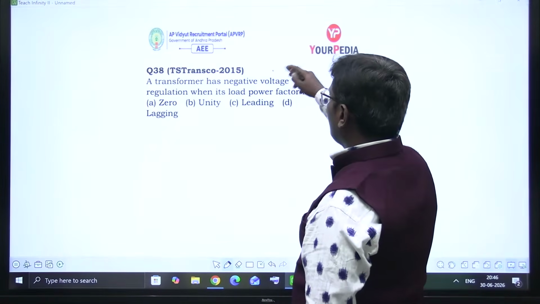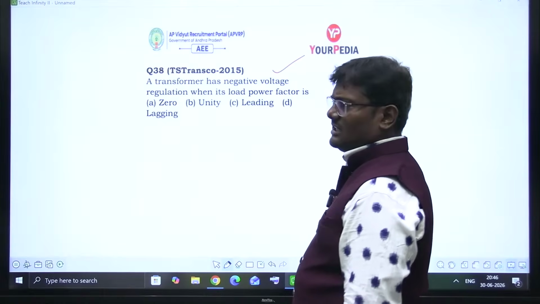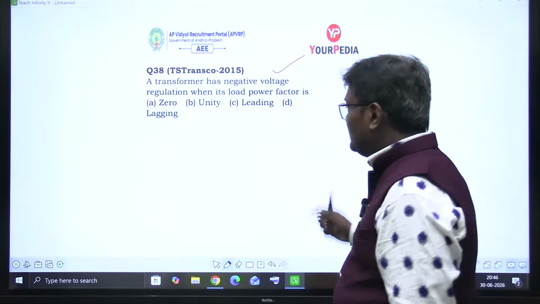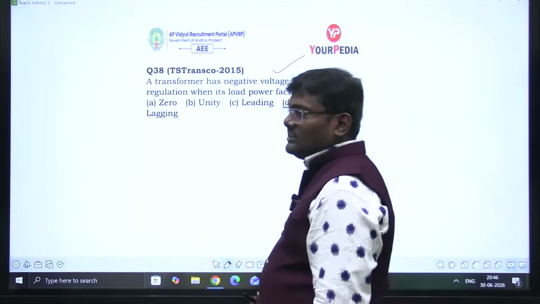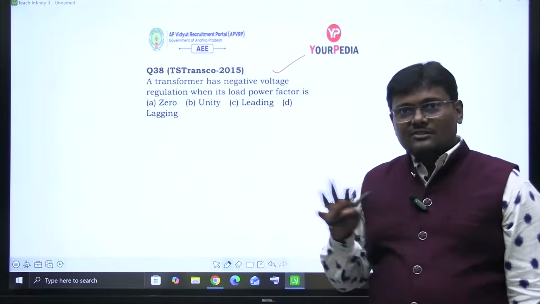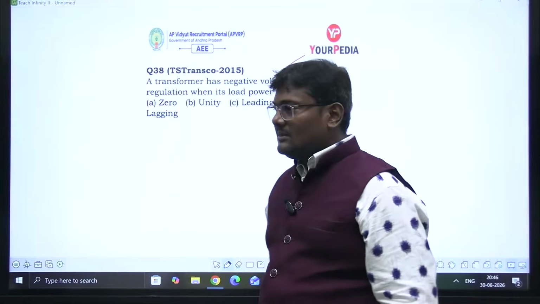A transformer has negative voltage regulation, at which load power factor? As I told, tell me this one. Just now, I drew the graph also, for lagging power factor, leading power factor, and zero power factor. Tell me.